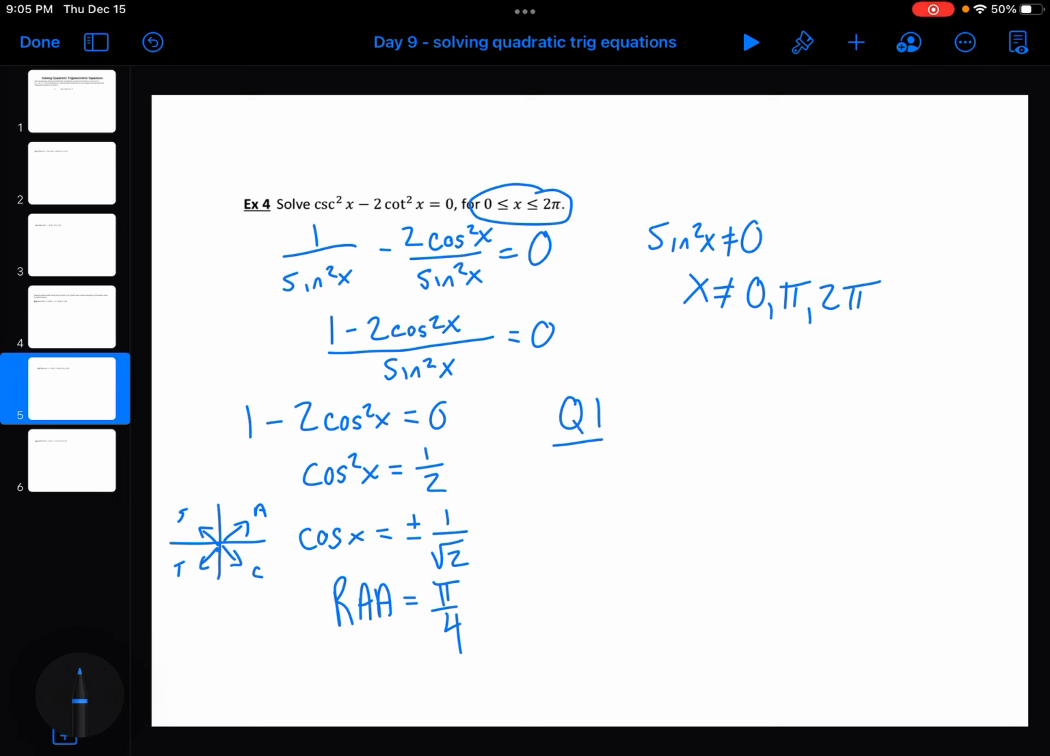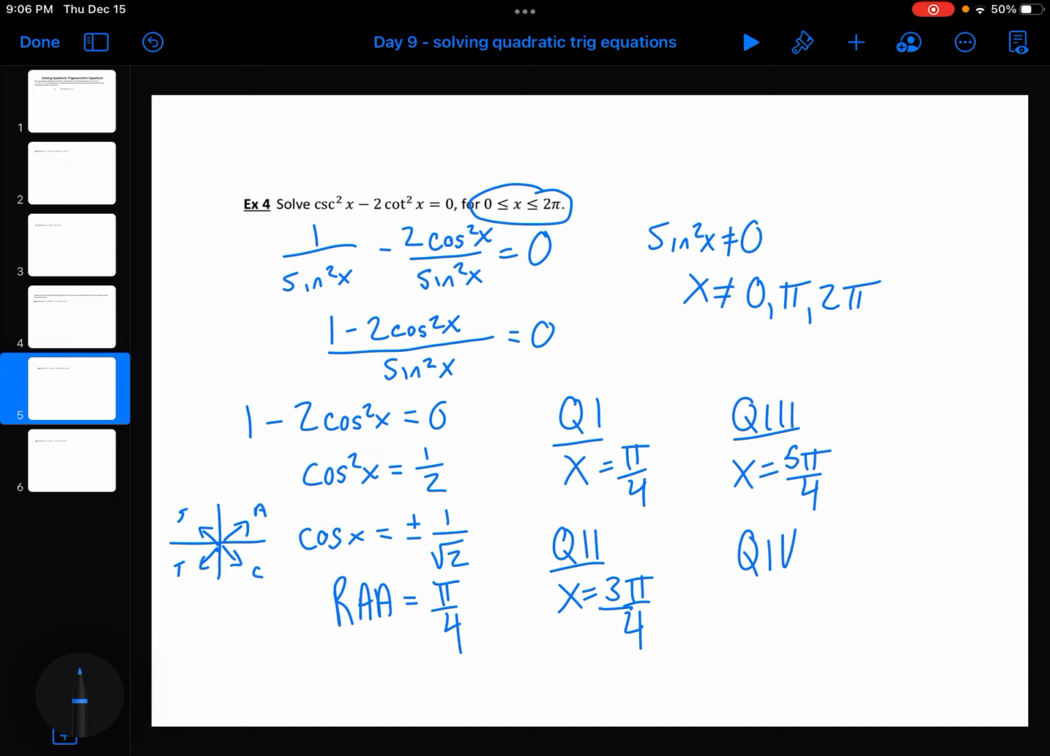Quadrant 1, I'm going to have x equals pi by 4. Quadrant 2, I would have x equals 3 pi by 4. Quadrant 3, x equals 5 pi by 4. And quadrant 4, x equals 7 pi by 4. Again, quadrant 1, it's just the related acute angle. Quadrant 2, it's pi minus that angle. Quadrant 3, it's pi plus that angle. Quadrant 4, it's 2 pi minus that angle.